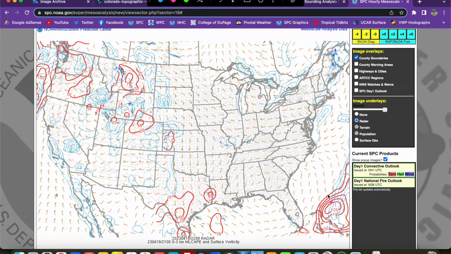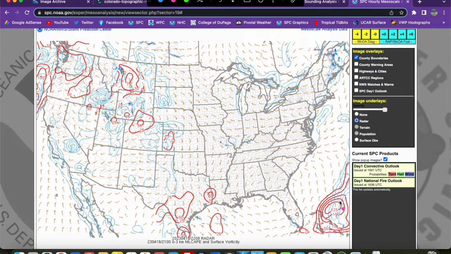Obviously, this is out in the Atlantic Ocean, but just for the sake of example, we'll look over here. You see we have some contours there of surface vorticity, those blue contours, that lie underneath these red contours for 0 to 3 kilometer CAPE. We're seeing strong surface vorticity beneath about 100 to 125 joules per kilogram of 3 CAPE. That is a favorable environment for landspout tornadoes, assuming the other ingredients are there.